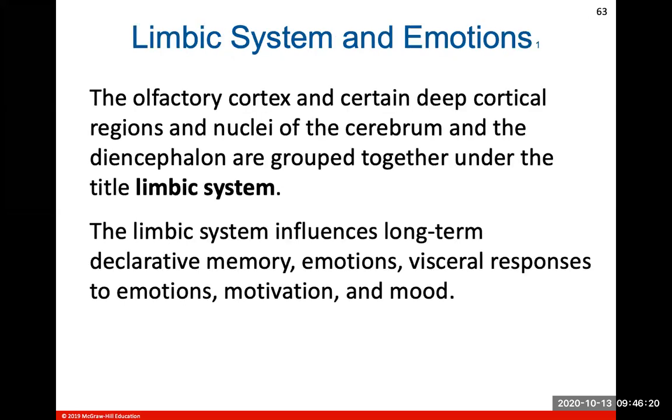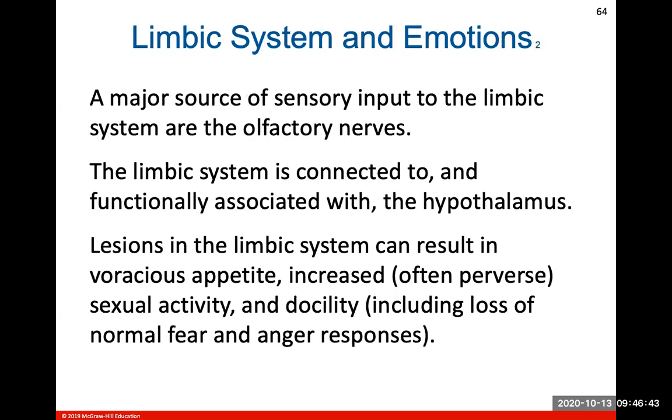The limbic system and emotions. The limbic system makes up all of your olfactory, which is your smelling cortex, your certain deep cortical regions, and nuclei of the cerebrum and the diencephalon. Your limbic system will influence long-term declarative memory, emotions, visceral responses to emotions, your motivation, and your mood. A major source of sensory input to your limbic system is smell, your olfactory nerves. The limbic system will be directly connected with your hypothalamus, which involves control of a lot of your hormones.